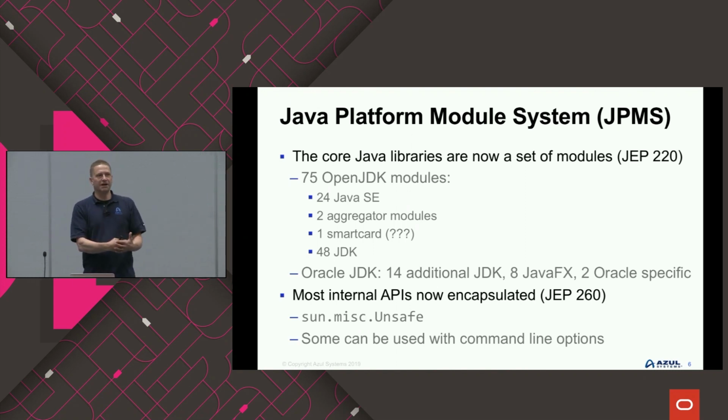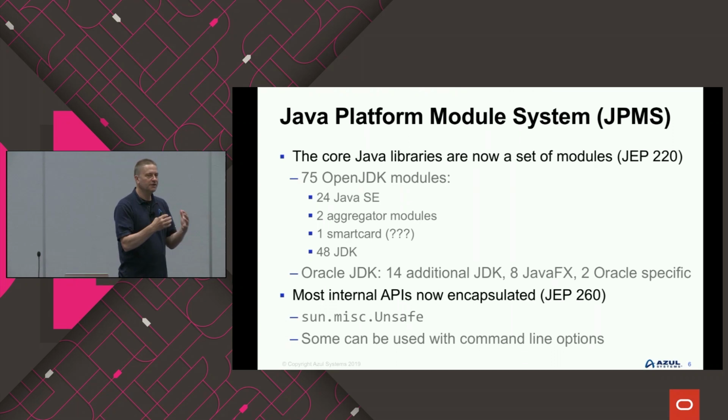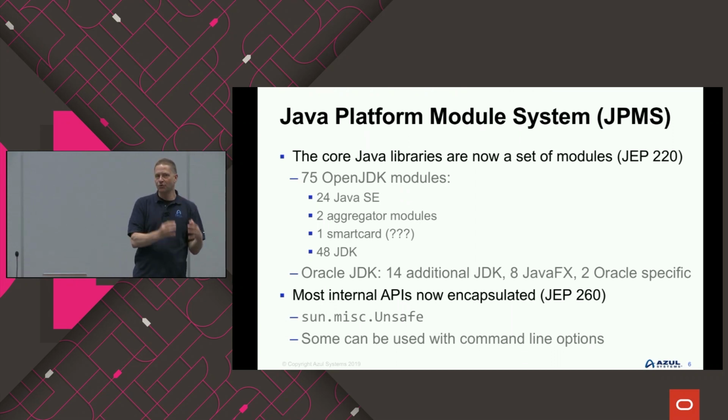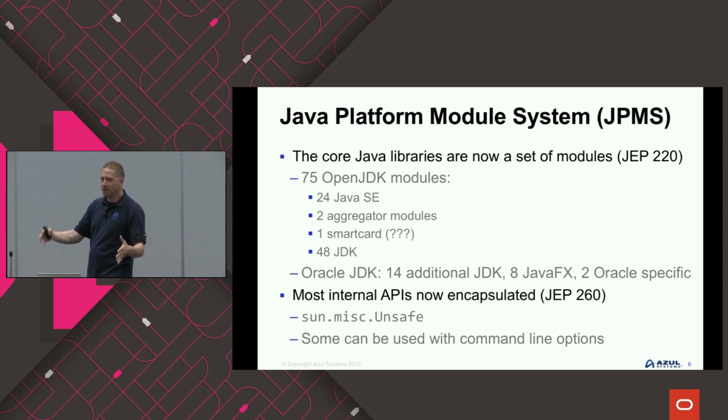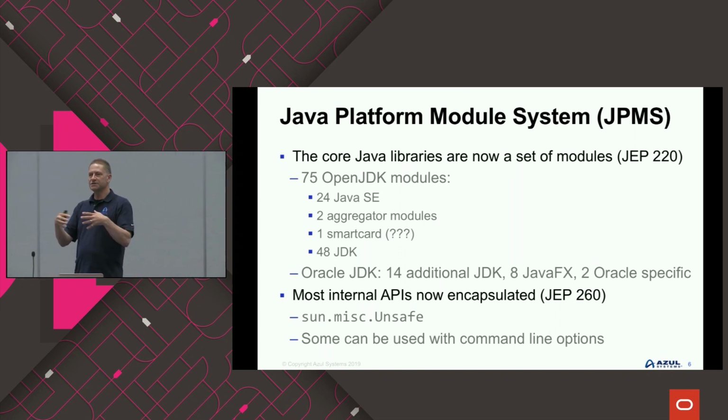The other part of modularity was around the idea of encapsulating private APIs, because rt.jar has 4,500 public classes, but then there's a whole set of classes which are used to make the public ones work, and these are the ones that you're not supposed to use.